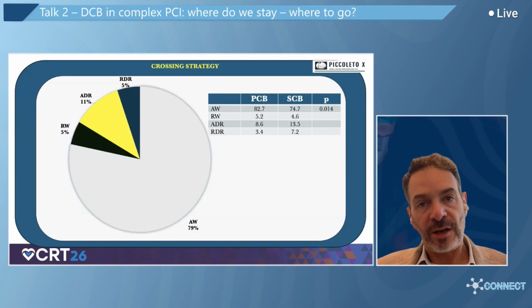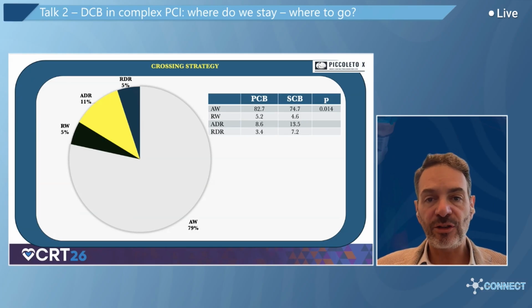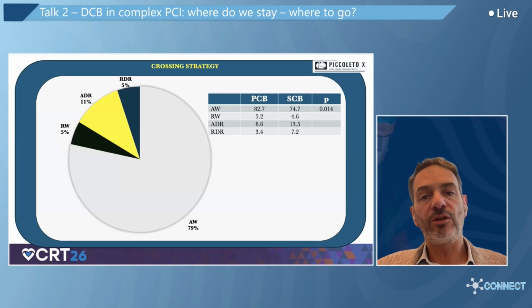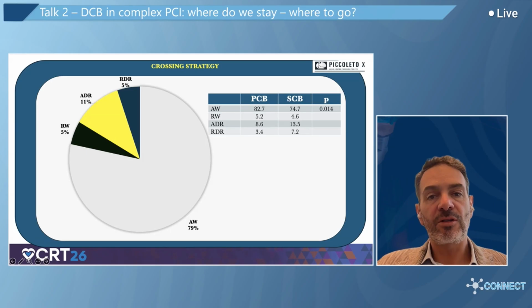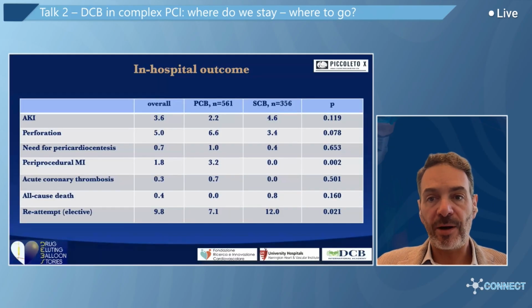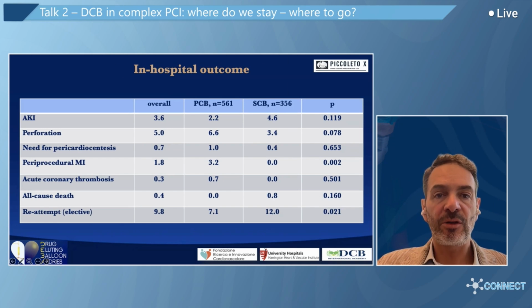Interesting and not surprising, the crossing strategy was mostly anterograde wire escalation, which is something that, at least in my institution, we are trying to pursue more than other centers where the conversion rate to ADR or retrograde is higher. But if we want to pursue a DCB angioplasty, we should insist a little bit more on anterograde wire escalation. So this information is mostly related to this one, but we will do a comparison between the techniques in subsequent publications. Interestingly, the safety of applying this technology is pretty high in terms of in-hospital outcome.